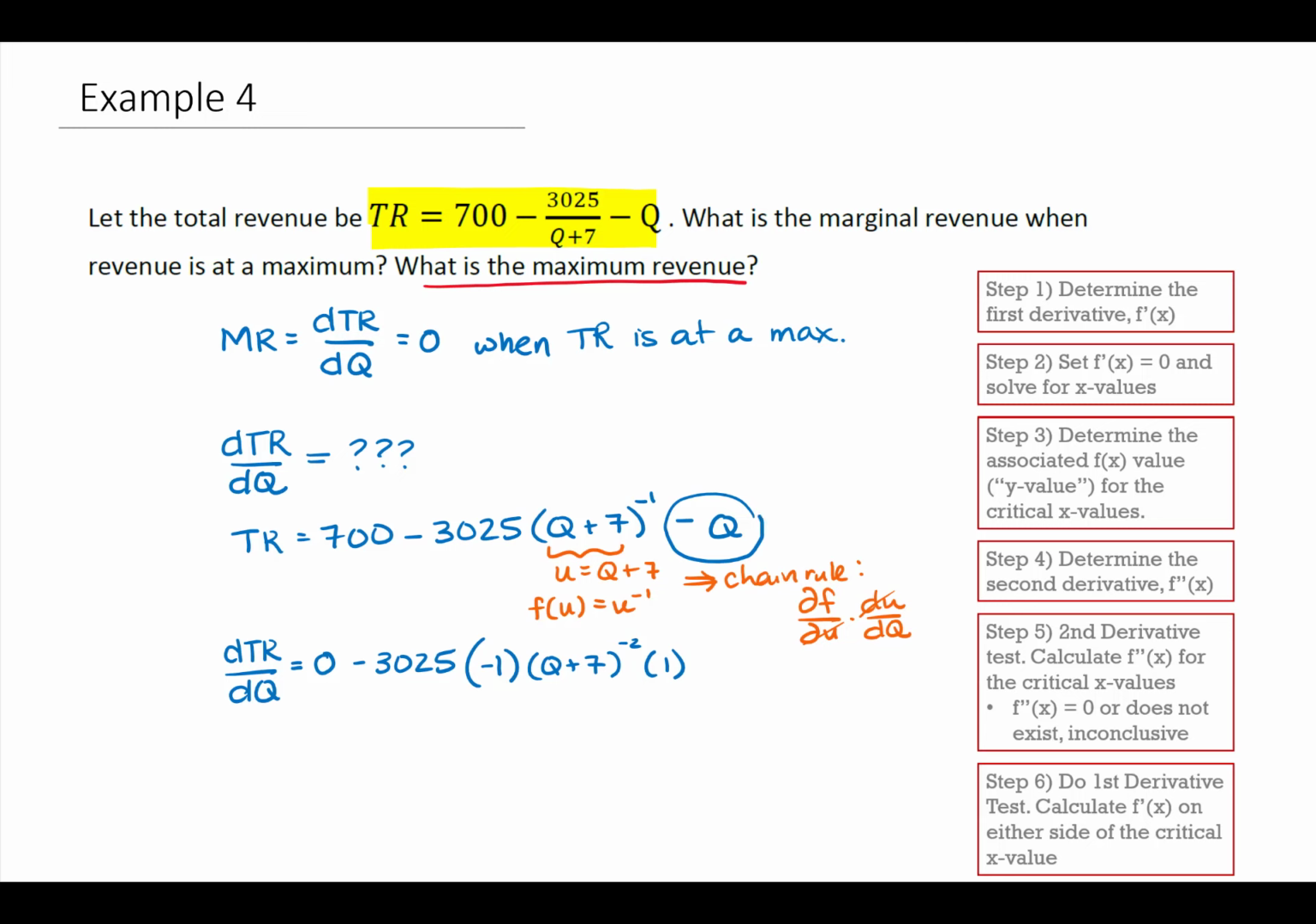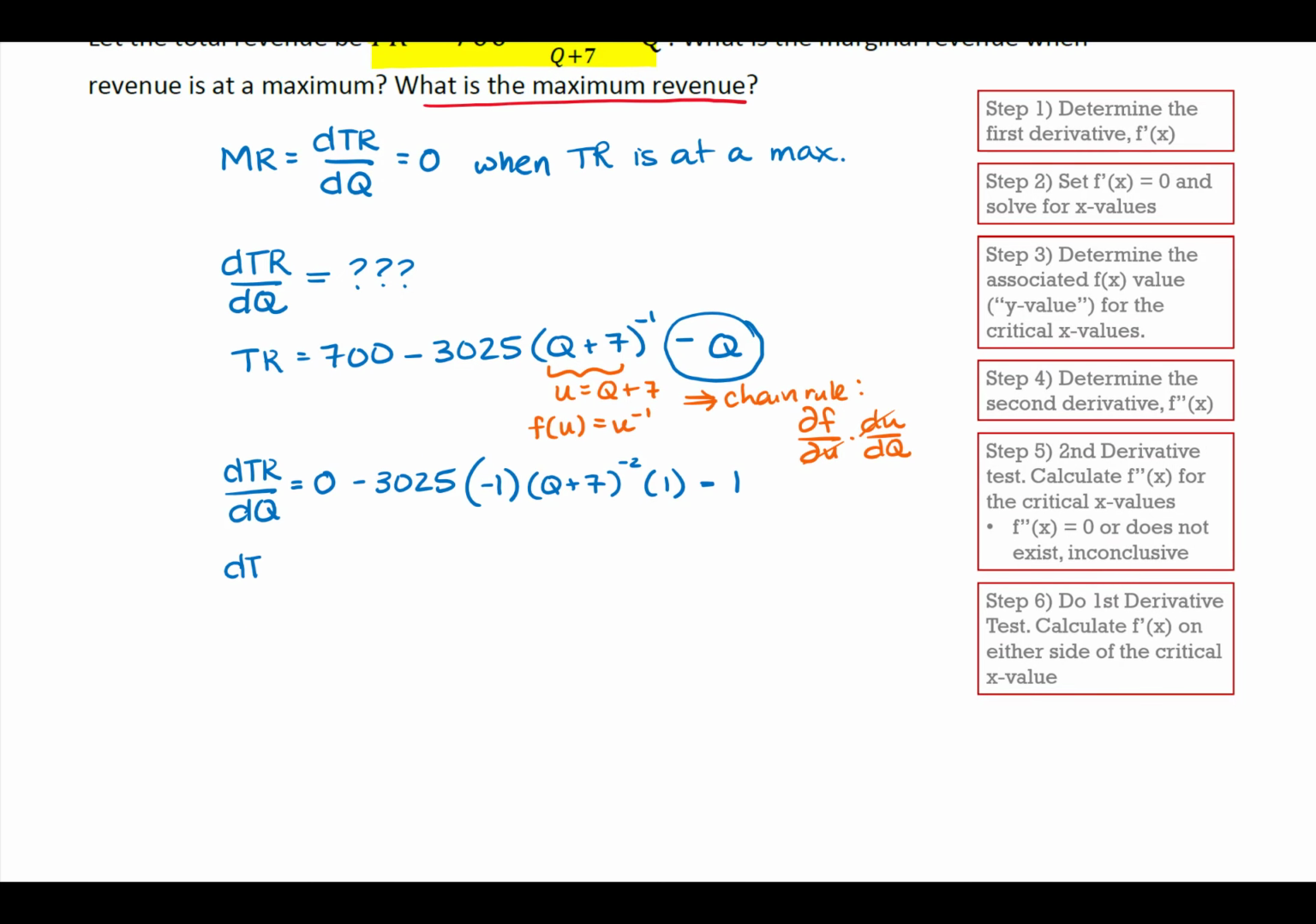I now have to do the derivative of my last term here, -Q, and for that I get -1. Cleaning this up, I get dTR/dQ is equal to, I have my -3025 times -1, giving me positive 3025 (Q plus 7) to the power of -2, minus 1. So now I've determined my first derivative. My next step is to set that derivative equal to 0 and solve for those Q values.